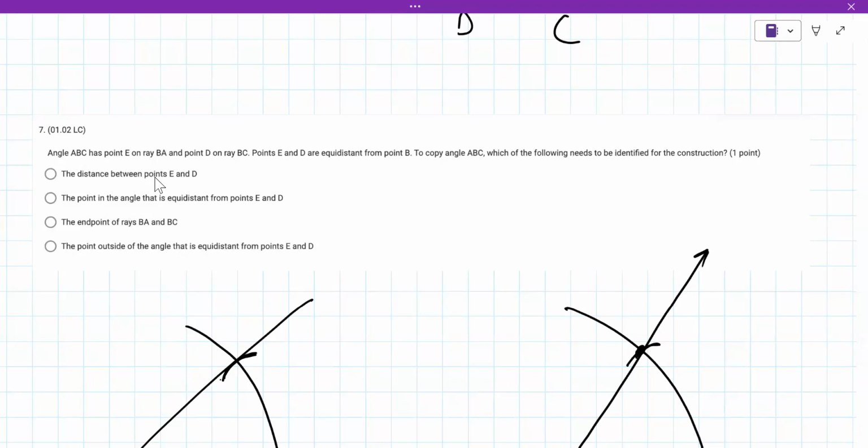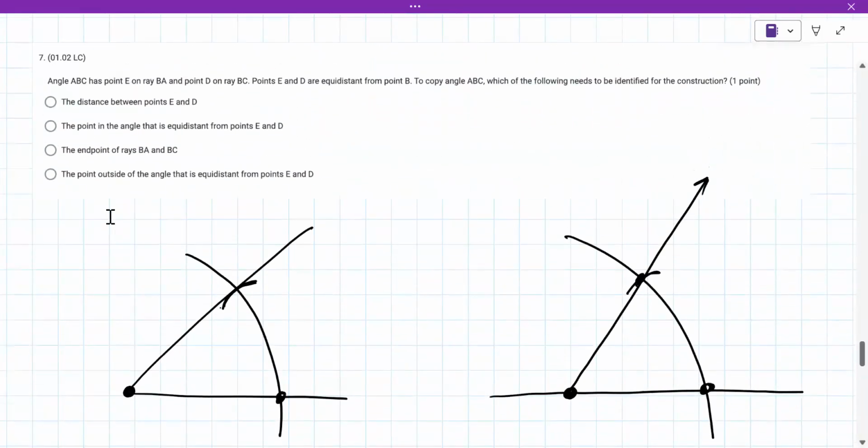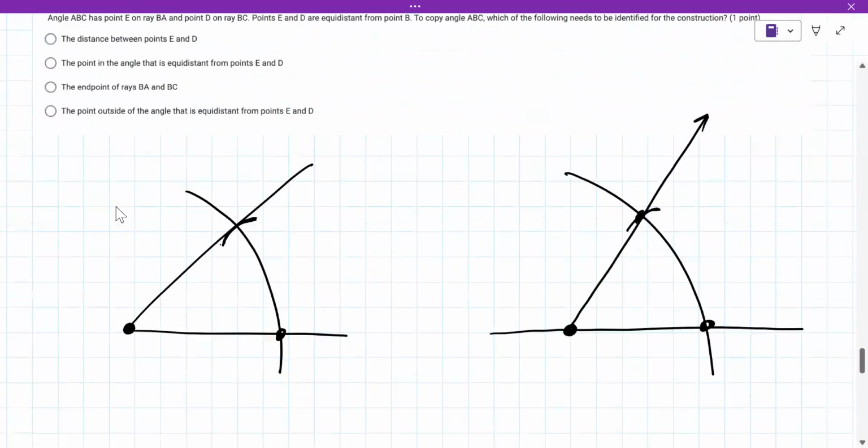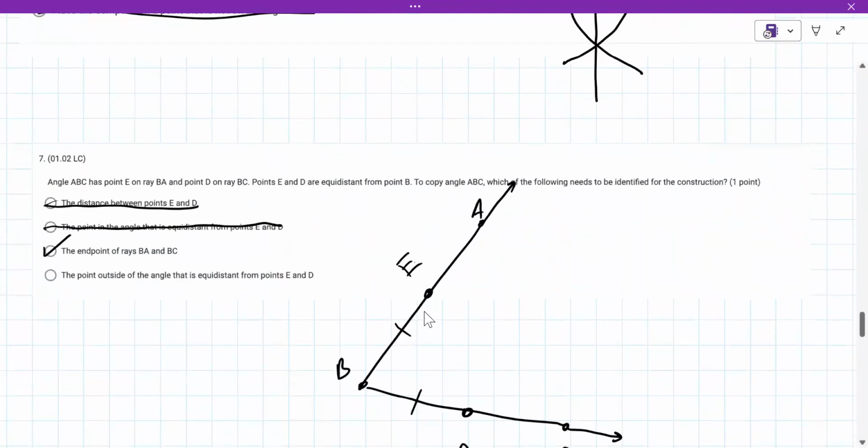Yeah, I'm not sure we did numbers together, but yeah, it says number 7 is the correct answer for number 7 was the distance between points E and D. So that is really odd. But okay.